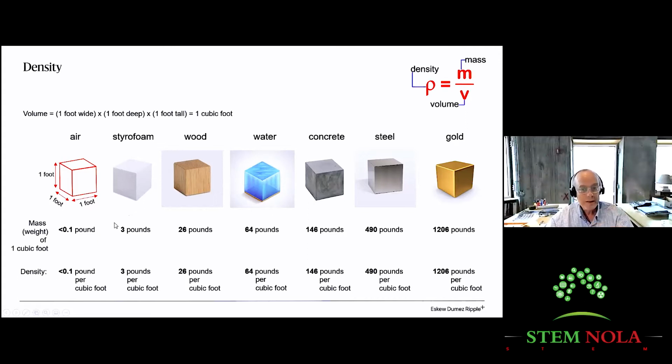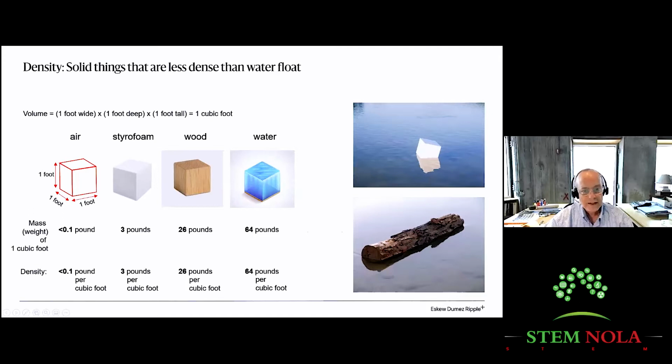Each of these was a cubic foot. What we mean by density is that for that cubic foot, here's the weight, and here's the amount of volume. So wood is 26 pounds per cubic foot, or water is 64 pounds per cubic foot. That's the typical way that we talk about density, the mass, or here on Earth, the weight, divided by the volume. An easy thing to remember: if I have a solid chunk of something, and its density is less than water, then it'll float.